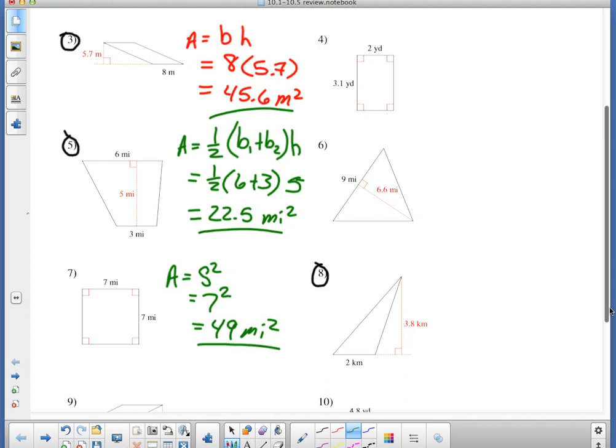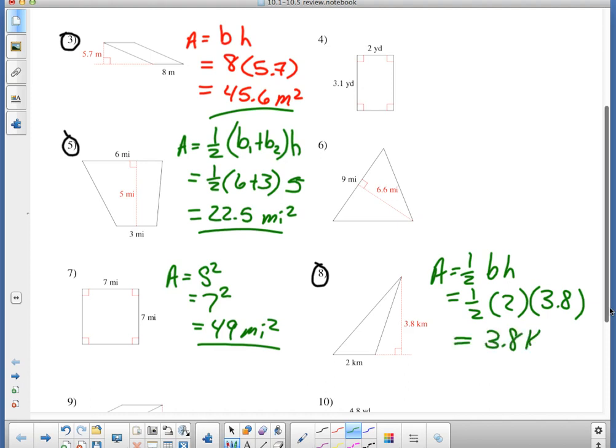Problem 8 has an example for a triangle, and I picked it because of the altitude outside the triangle. I have area of a triangle is 1/2 base times height. The base is 2. The height is 3.8. Well, I'm going to take those and multiply together, and I'm going to find out that I have an area of 3.8 kilometers squared. Okay, as we step through.